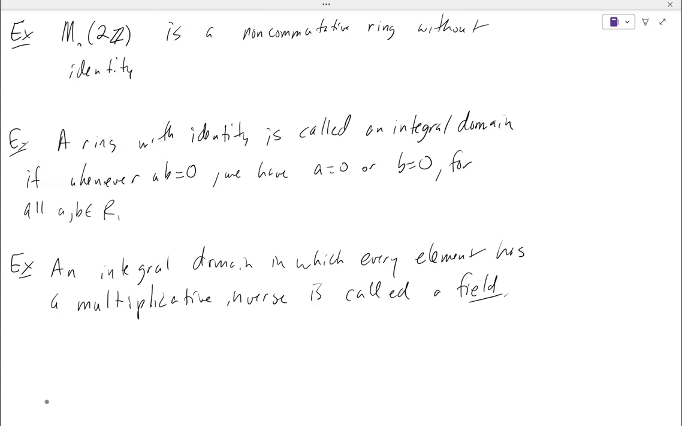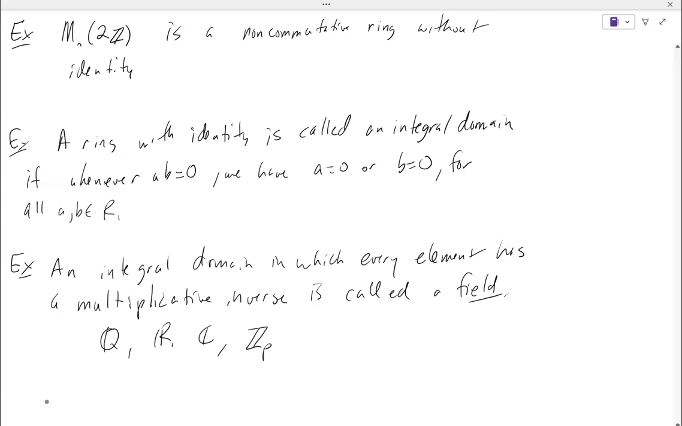So prototypical examples of fields are rationals, because you can divide every rational number except for 0. Real numbers. You can divide by any real number you want besides 0. Complex numbers. Those are kind of your big ones to start with. Smaller examples that you might want to come up with from the finite case. So your rationals, your reals, and your complexes, but also your Z mod P's, where P is prime, is also a good example of a field.